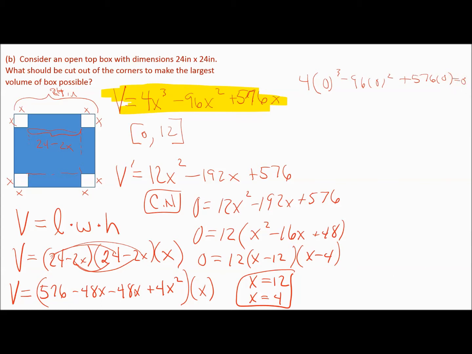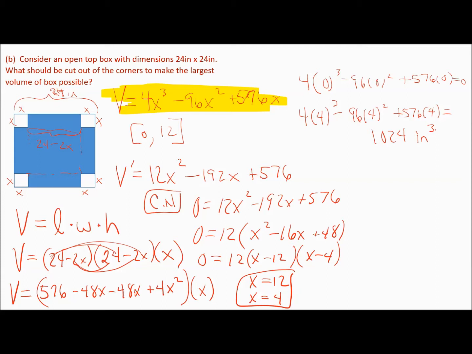When I plug in 4, so 4 to the third minus 96 times 4 squared plus 576 times 4, what do we get? I think it's 1024. Notice I said I think. Inches to the third, right? Because that's volume.